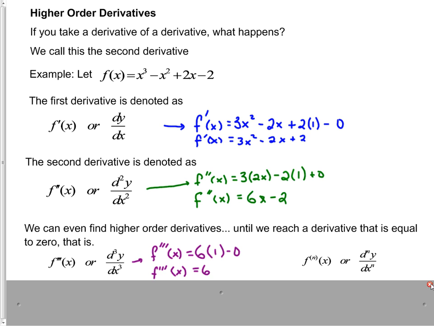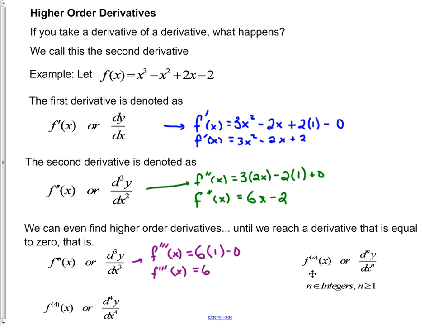We could keep going like that, but after we end up with the third derivative, we just start putting in a number here. We don't use the prime notation anymore. So if I'm looking for my fourth derivative, I would take the derivative of my third derivative function. In this case, we will get f, the fourth derivative of x, that is the derivative of the third derivative. In this case, that's going to equal 0.